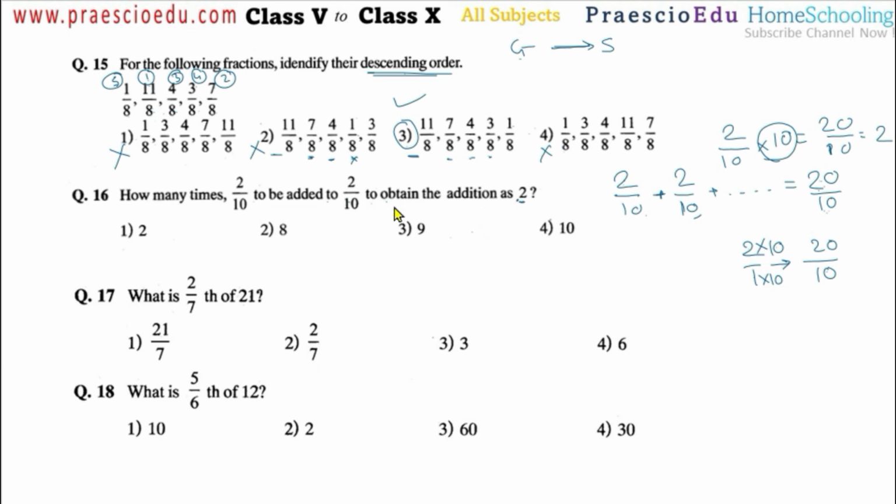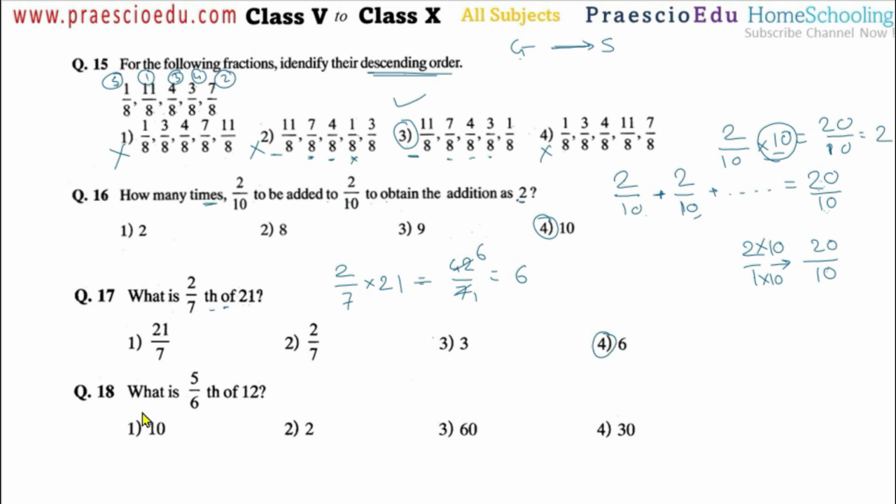Addition of multiples means times, which is the same as multiplication, and the answer is 10. Answer 10 is given in option number 4. Now question number 17, what is 2 by 7th of 21? It means multiplication with 21. So 21 times 2 is 42 by 7, or we can do 7 ones and 7 threes, and then 2 threes are 6, or 7 ones and 7 sixes. So the answer is 6, and 6 is given in option number 4.